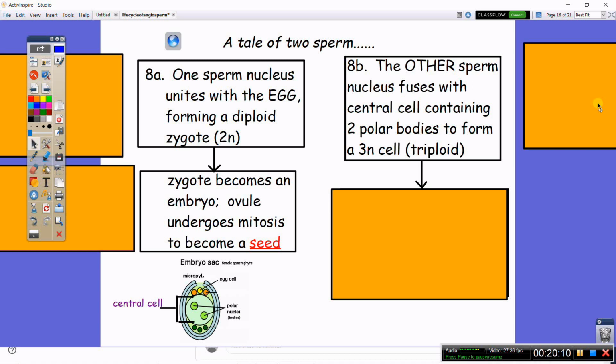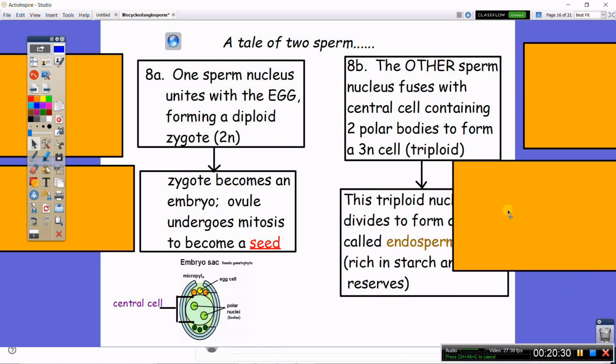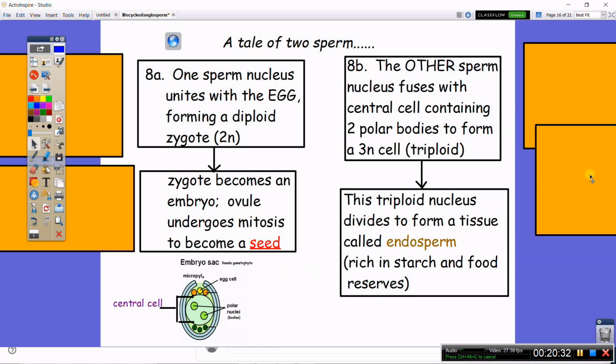Okay, the other sperm cell is going to fuse with this central cell right here. Remember, there's already 2 nuclei in there, so when we add a third one, it's going to create a triploid cell. Because we have our sperm cell plus these 2 nuclei, that's going to make a triploid cell. So this triploid nucleus divides to form a tissue called endosperm, which is rich in starch and food reserves.